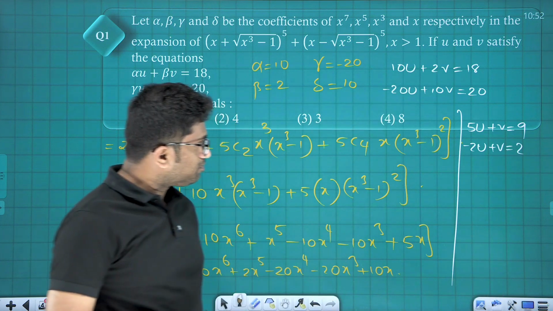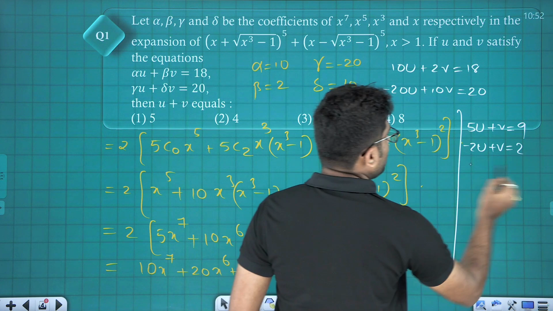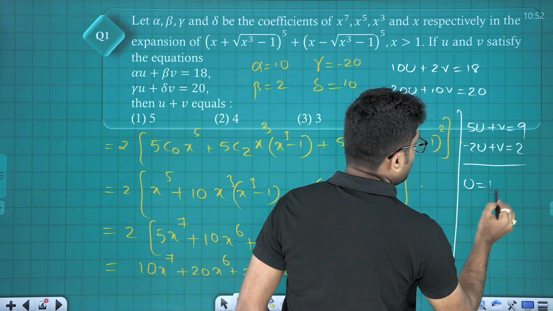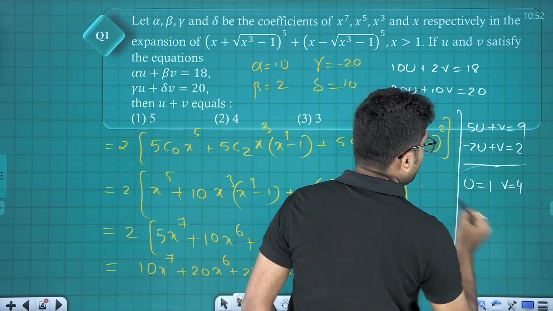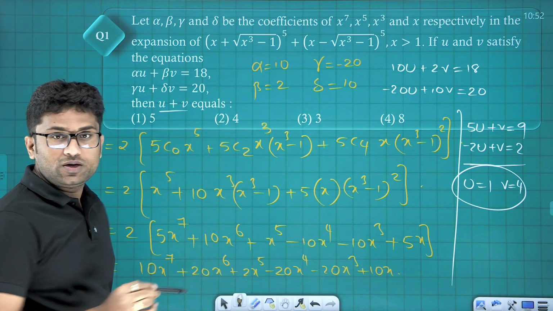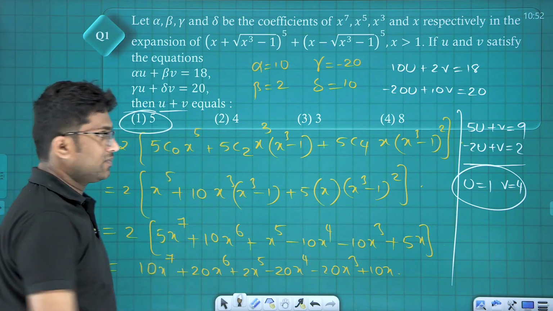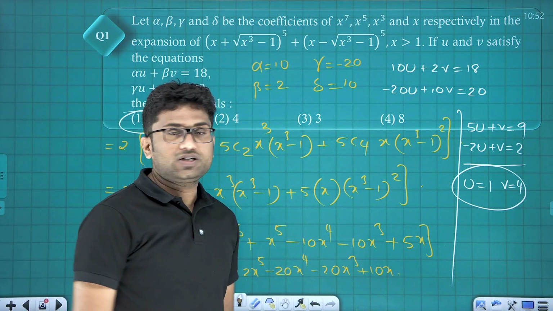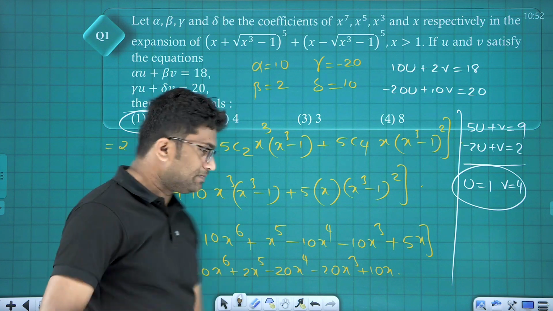So clearly, if we solve these two equations, u is equal to 1 and v is equal to 4. They are asking us to find the u plus v value. u plus v is 5. Clear? First question, which is from binomial theorem, easy only.